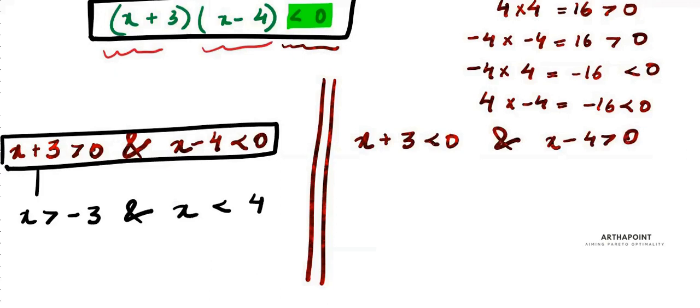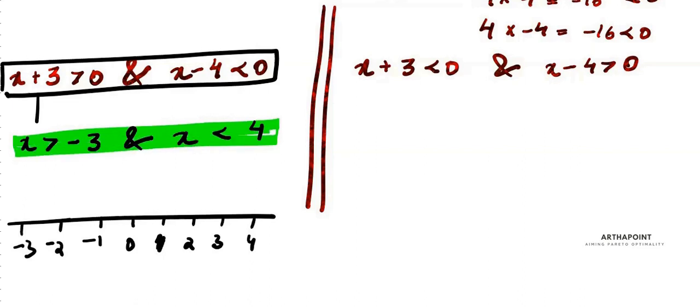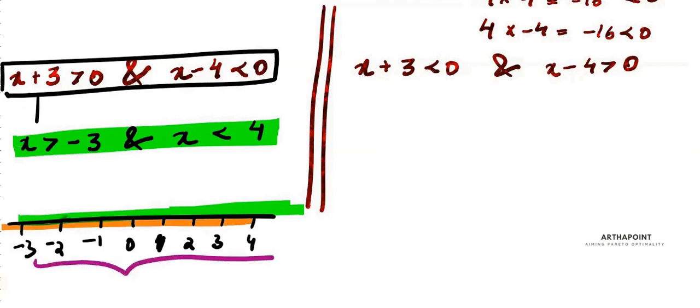should be less than 4, which means that if I have to mark on the number line 0, 1, 2, 3, 4, minus 1, minus 2, minus 3. So for these two conditions to be satisfied, x should be greater than minus 3, which means anything to the right, but x should be less than 4, which means anything to the left. So I have a common region in between, that x can belong to minus 3 to 4.